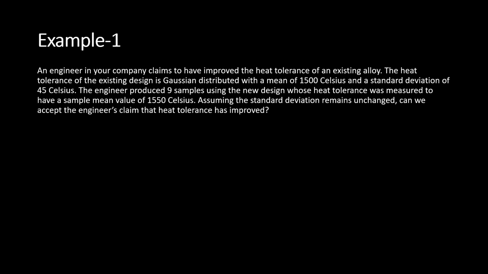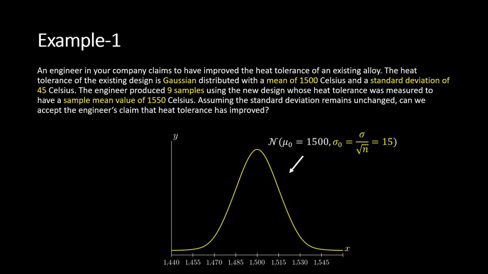As a first step, we're going to highlight the relevant information in this example. So we have a Gaussian distribution with a mean value of 1500 Celsius and a standard deviation of 45. So let's plot the data distribution. So our mean value is 1500. One thing that you should note is that the standard deviation that you will use in this case will be equal to the given standard deviation divided by the square root of the number of samples. So you will use 15 instead of 45.